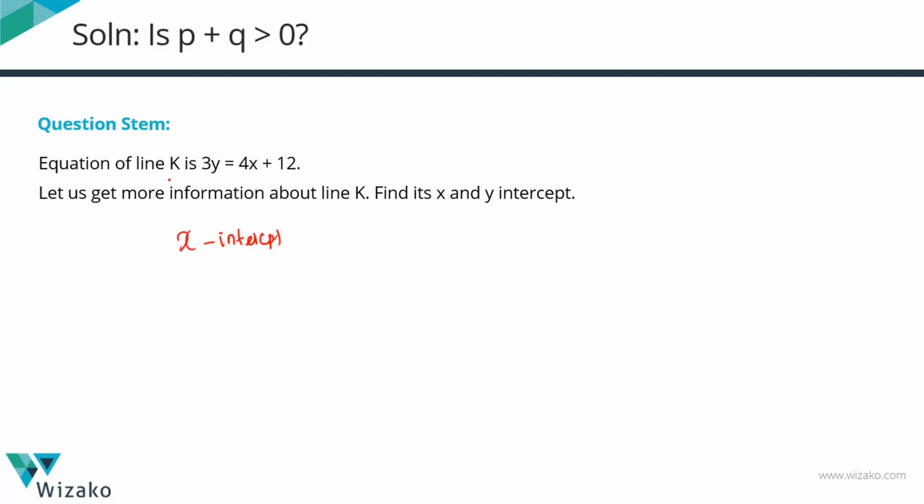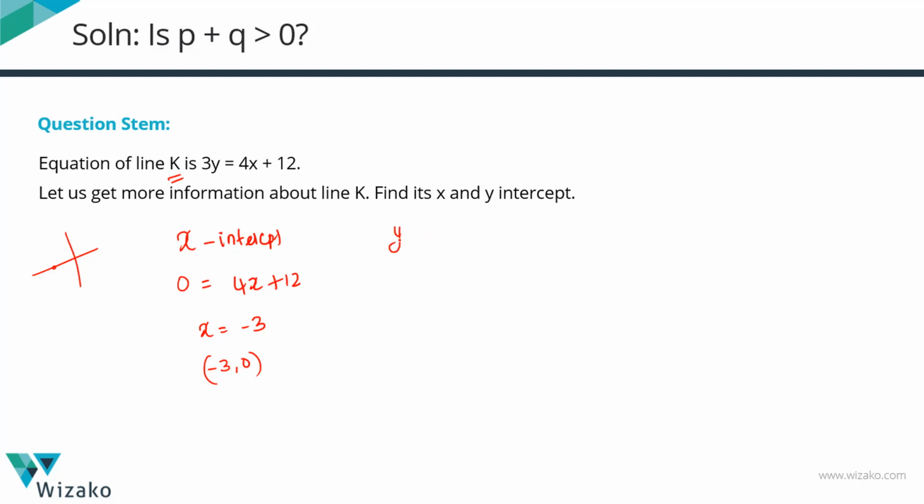We are looking at line K. Substitute y equals 0. Wherever it cuts the x-axis, the y coordinate is going to be equal to 0. So if I substitute y as 0, 0 equals 4x plus 12. Solving for x, we'll get x is equal to minus 3. So it cuts the x-axis at minus 3, 0. That's the x-intercept of line K.